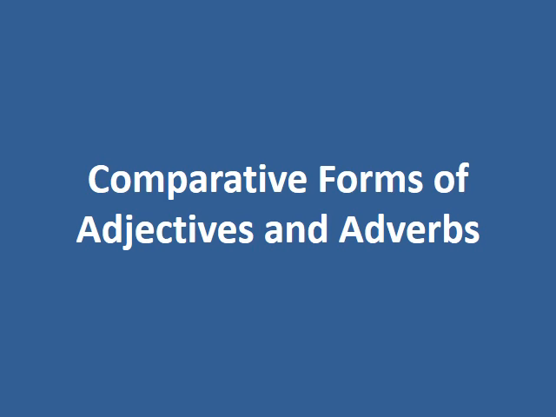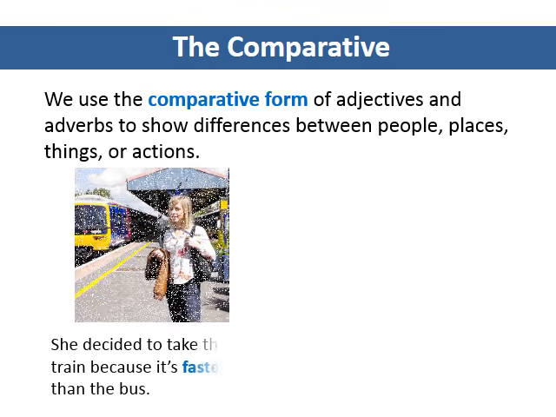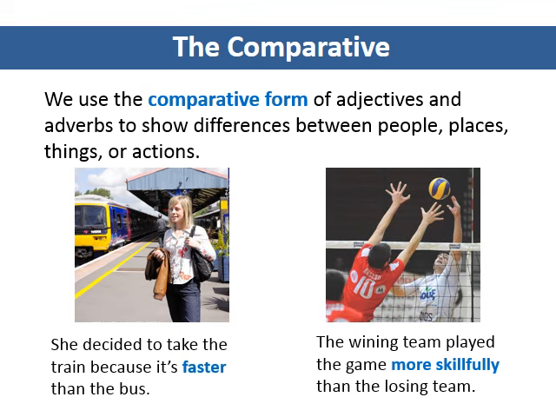Comparative forms of adjectives and adverbs. The comparative. We use the comparative form of adjectives and adverbs to show differences between people, places, things, or actions. She decided to take the train because it's faster than the bus. The winning team played the game more skillfully than the losing team.